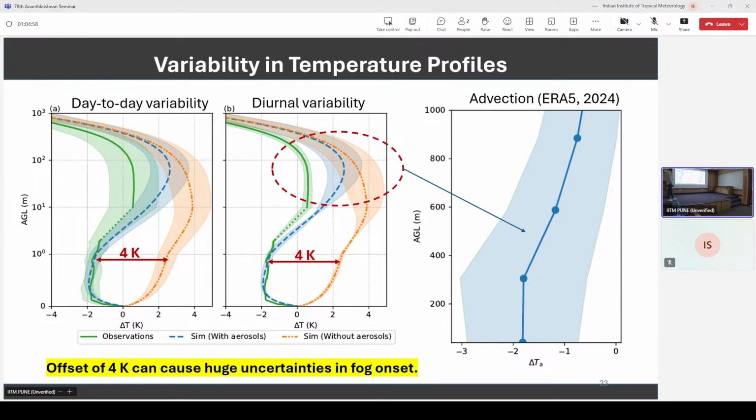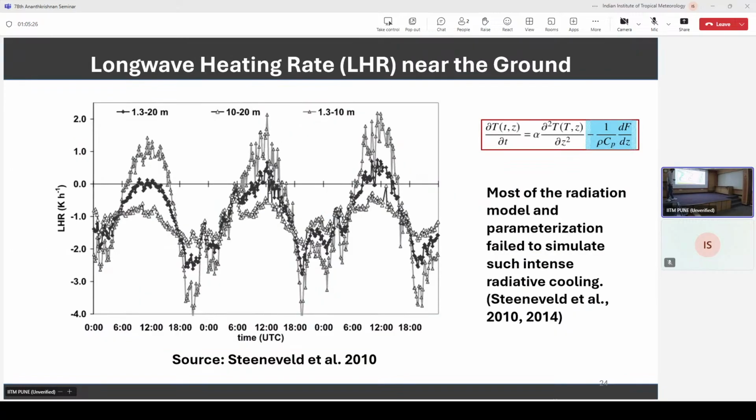And we can observe that if you do not account for aerosols, we have an offset of 4 Kelvin, and a 4 Kelvin offset is significantly huge, where a 1 Kelvin difference can lead to the fog onset and the fog dissipation. Such a challenge and problem exists in all weather models and forecasting models, and such high resolution is quite limited. So in that context, such parameterization needs to improve in all those models, to improve the fog forecast and other things.